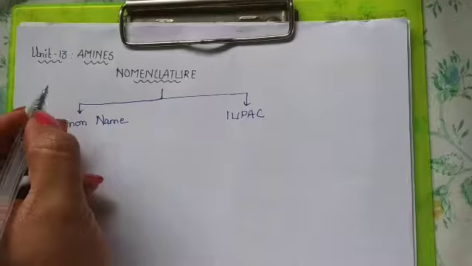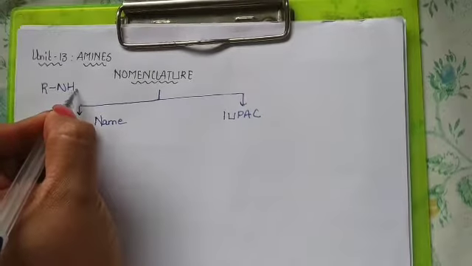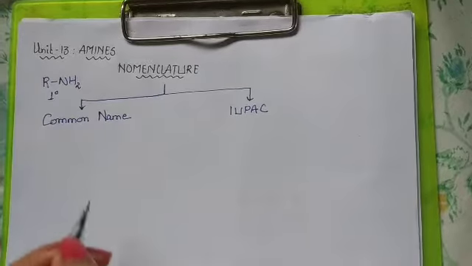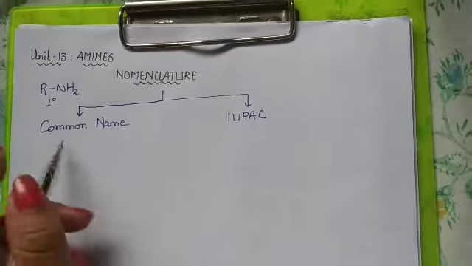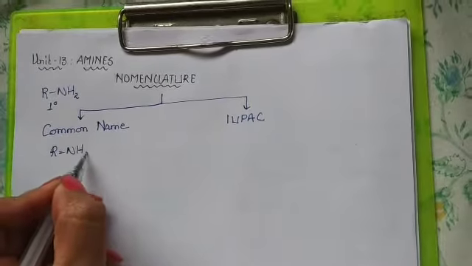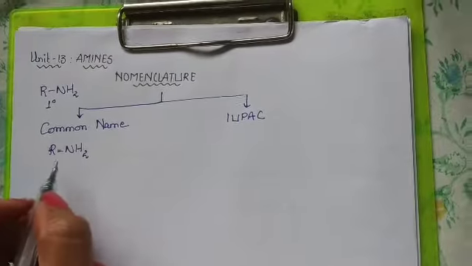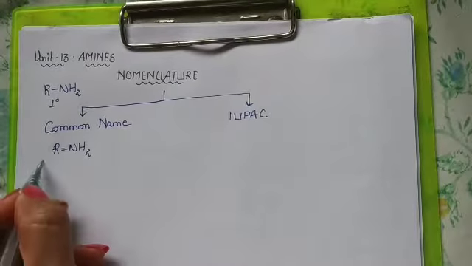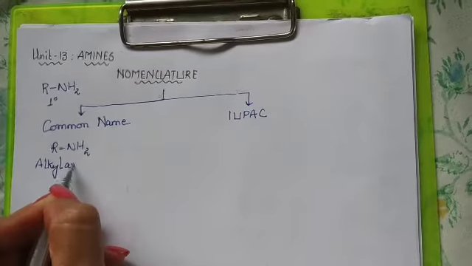Now, amines, we have the general amines, RNH2, this is a primary amine. Now, for the classification, let us do primary amines first. In a primary amine, one hydrogen is replaced by an alkyl group. The common name for this is known as alkyl amine.